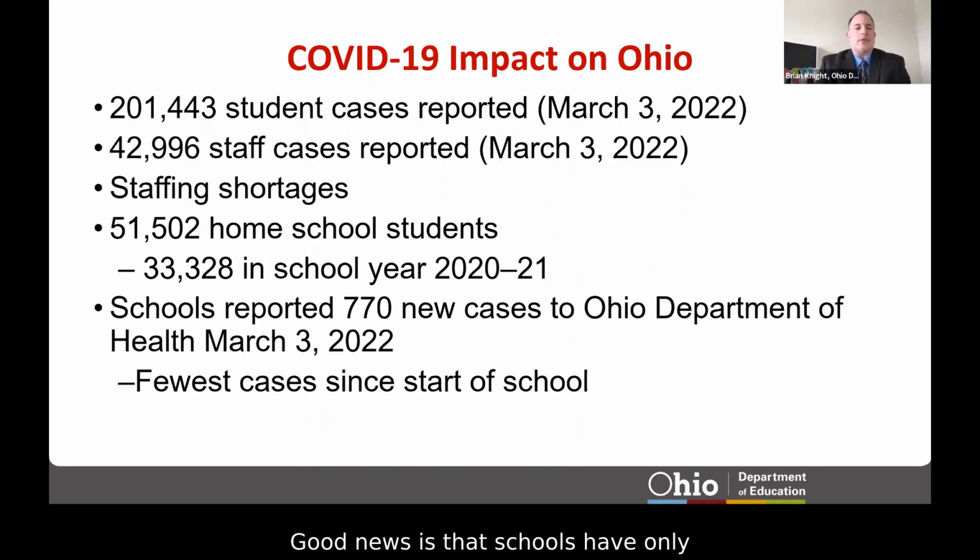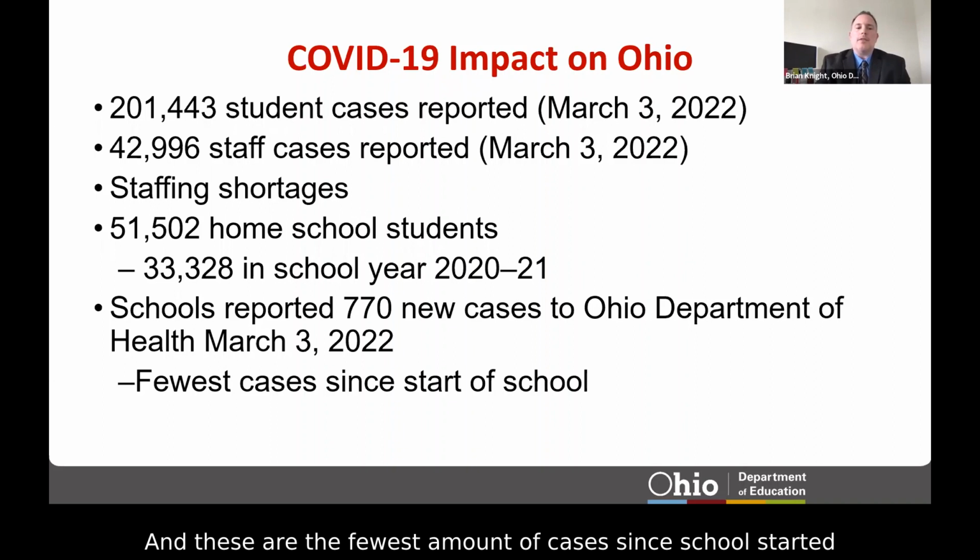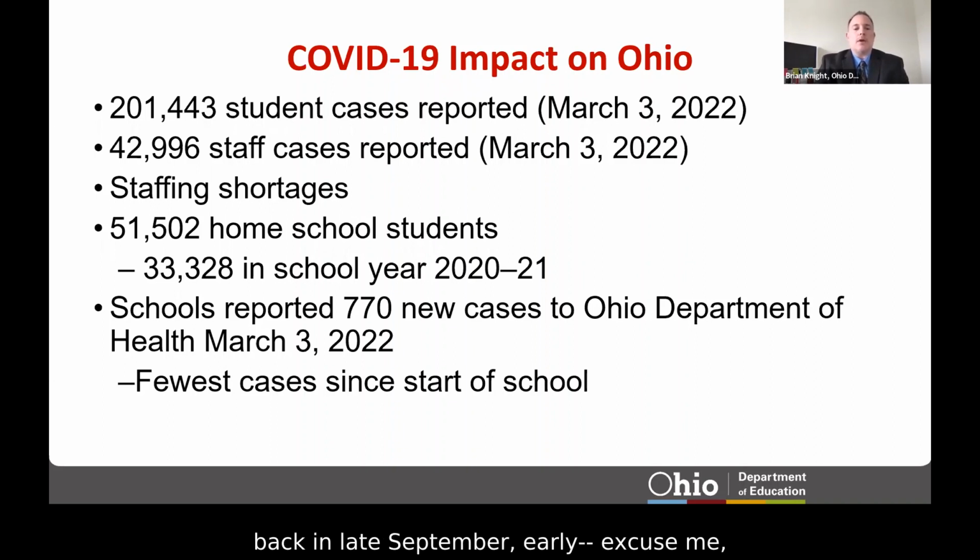Good news is that schools have only reported 770 new cases of COVID on March 3rd. So we are definitely seeing a major decline in COVID. And these are the fewest amount of cases since school started back in late August, early September. Next slide.